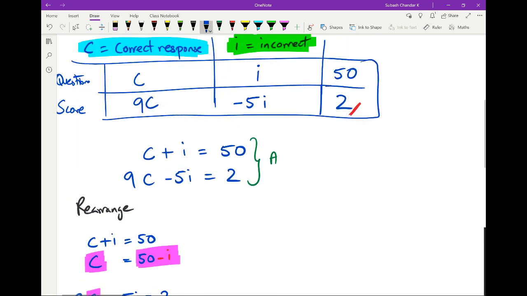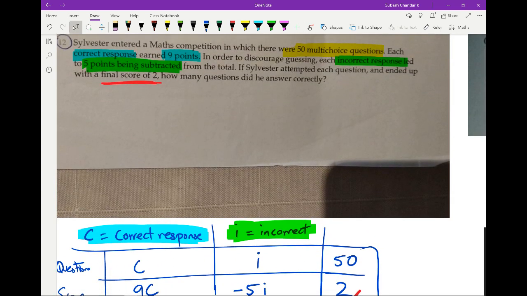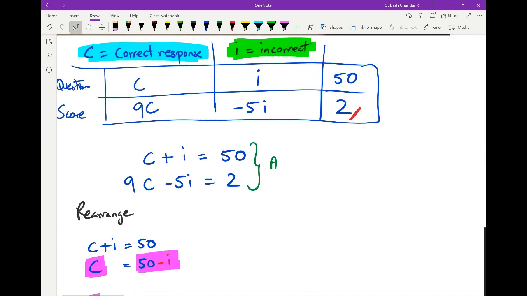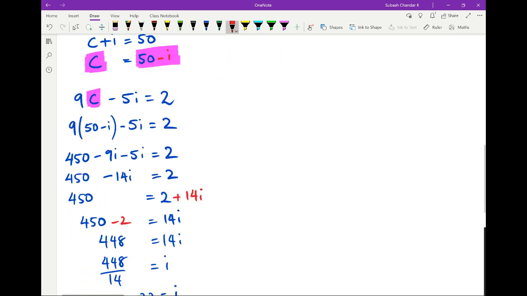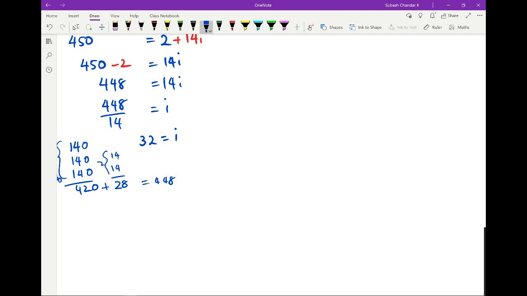Now, if you go back to the question, it actually says how many questions did he answer correctly. So we figured out that I is equal to 32, which means we also know that 50 minus I is what C is. So the correct answer is going to be 18. Our original thing was C is equal to 50 minus I. So C is equal to 50 minus 32, which equals 18.